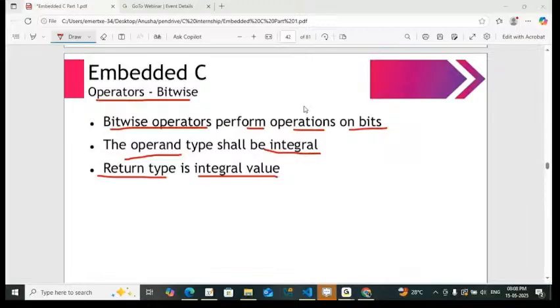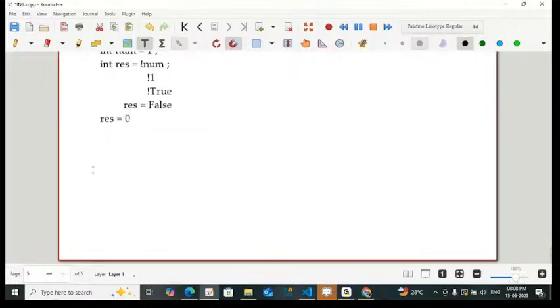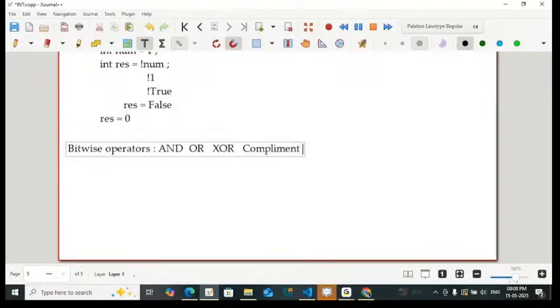Now, coming to the bitwise operators, I will teach you how to use the 6 bitwise operators in C. We have bitwise AND, bitwise OR, bitwise XOR, bitwise complement, bitwise left shift, and bitwise right shift.